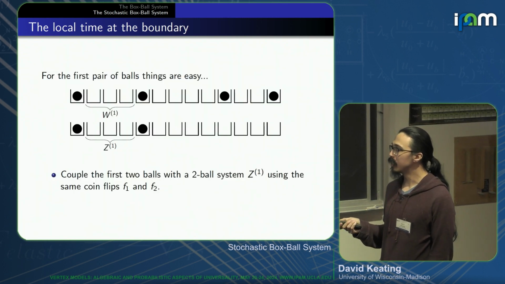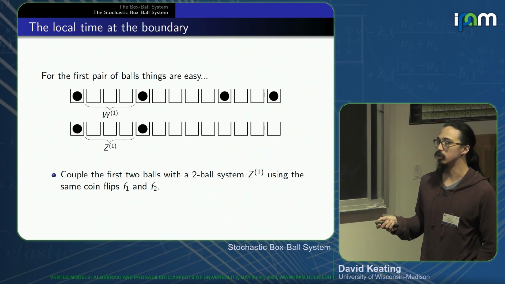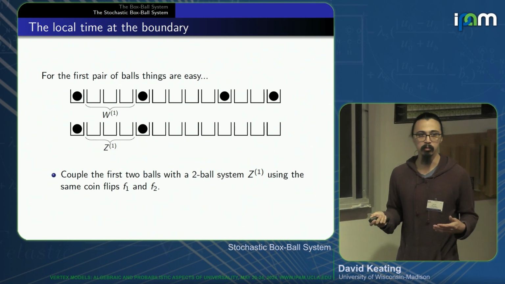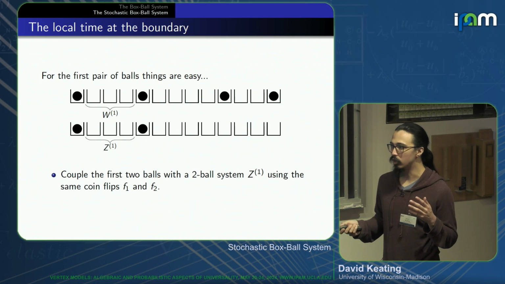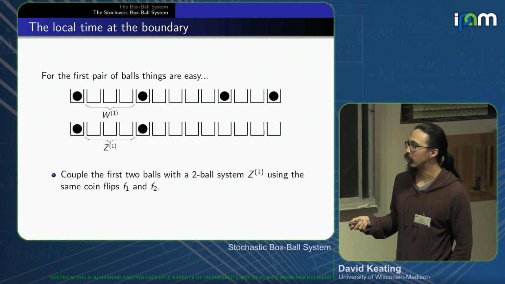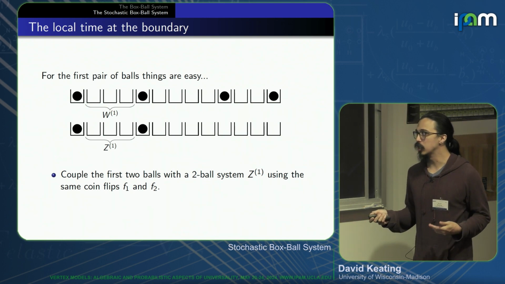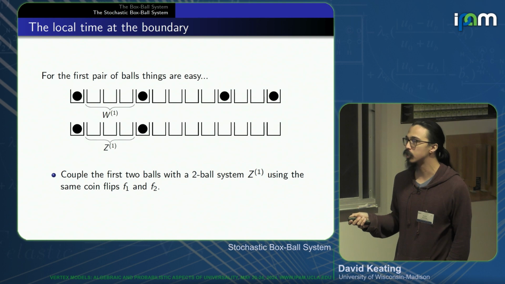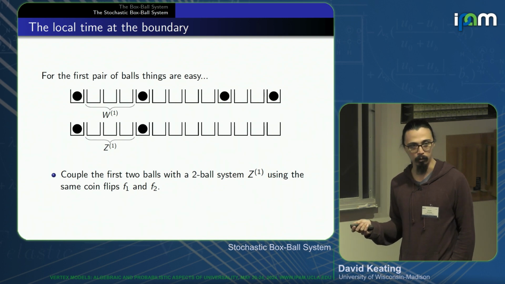Okay, so the main idea is we're going to take some pair of balls, and we're going to couple it with a 2-ball system. A 2-ball system is just a lazy symmetric random walk, so we know everything we want about it. If we have a nice coupling, then we can use what we know about this 2-ball system to tell us about the pair spacing in the D-ball system. The way we'll couple it is that we'll use the same coin flips for the pairs of balls. So if the first ball gets picked up in our D-ball system, the first ball gets picked up in the 2-ball system. So that's the coupling.